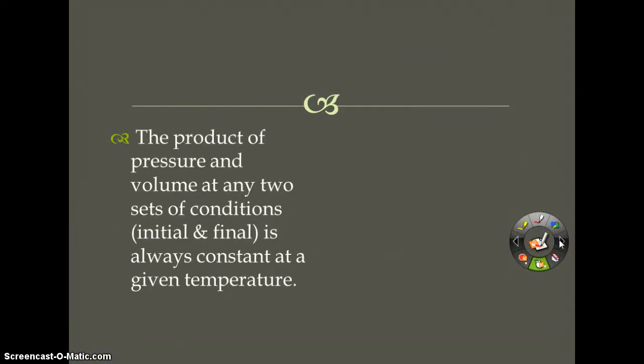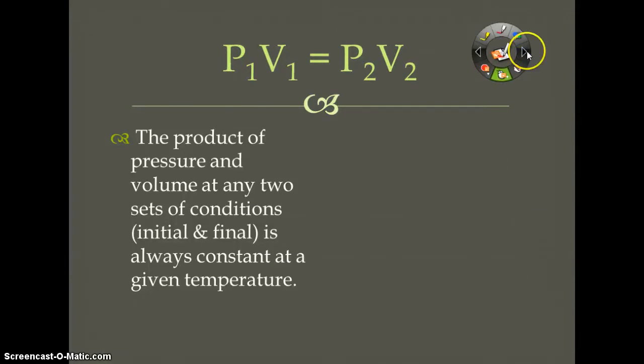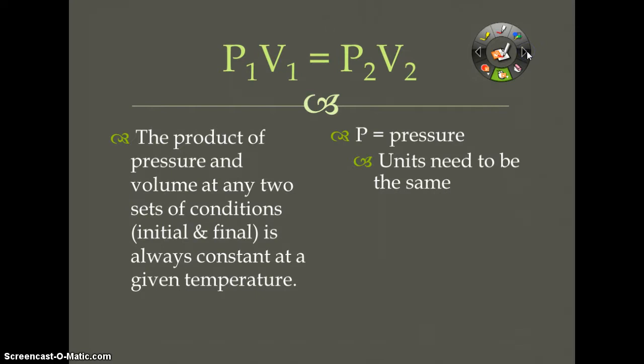So the product, meaning we're going to be doing multiplication of pressure and volume, at any two sets of conditions, our initial and our final, is always going to be constant, which means we should be able to set them equal to each other. So that's going to give us our equation P1V1 equals P2V2. P is going to be for pressure.